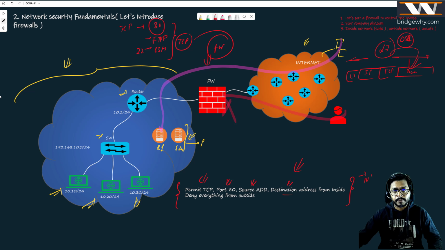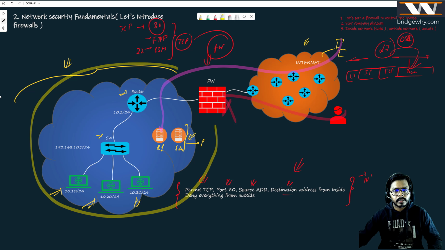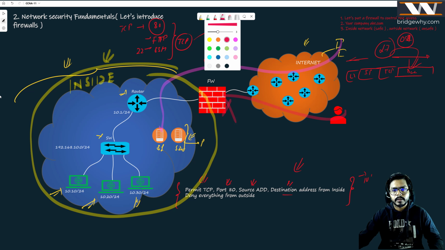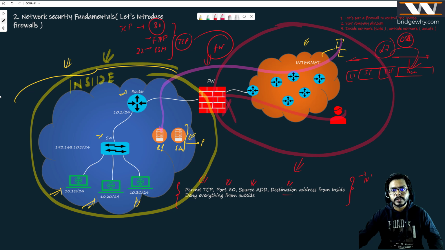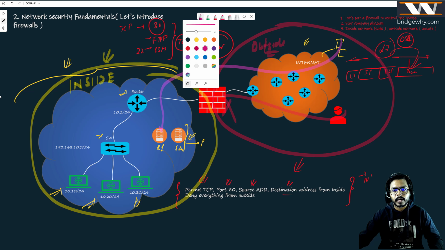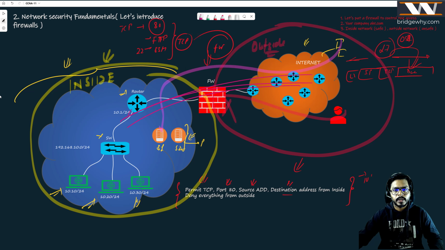What is the meaning of inside to outside? We presume that one of our networks, which is under our control, is my inside part of the network, which I presume is the safer side, right? But the other side, the internet, which is not under our control, we say it is outside. So by default, I am repeating once again, by default, a firewall does not allow anything from outside to inside. No packet can come from outside to inside. The firewall will block it right here.